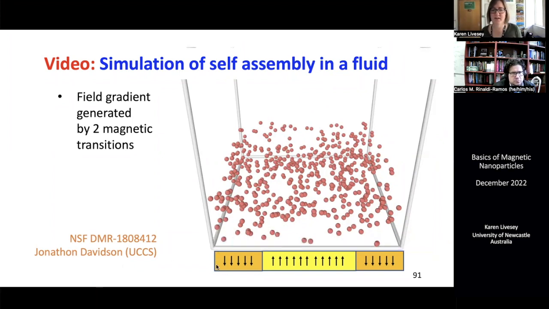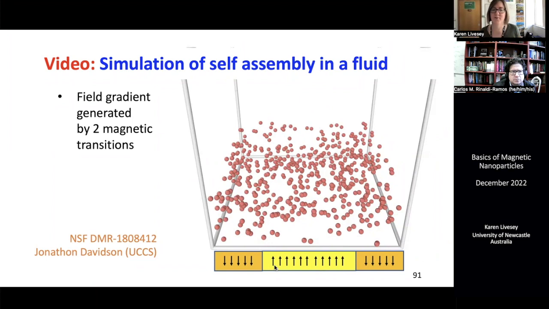And I've put underneath what the magnetization actually is at the bottom of this volume that you can see. So there are two regions where the magnetization is down, and then there's a region in the middle where the magnetization of the substrate is up.